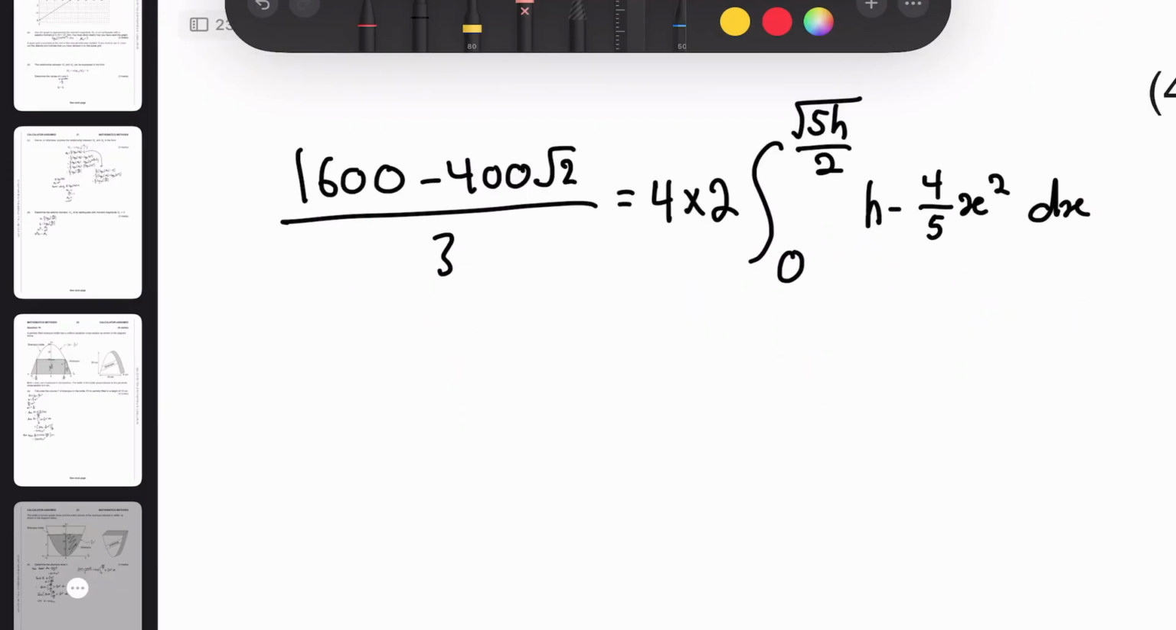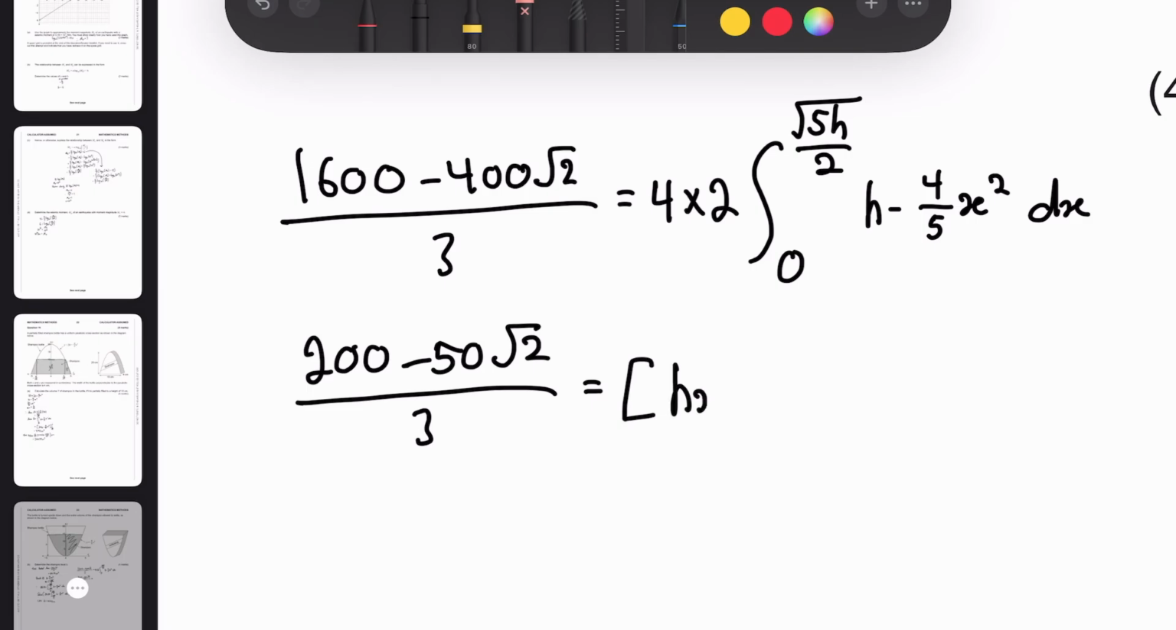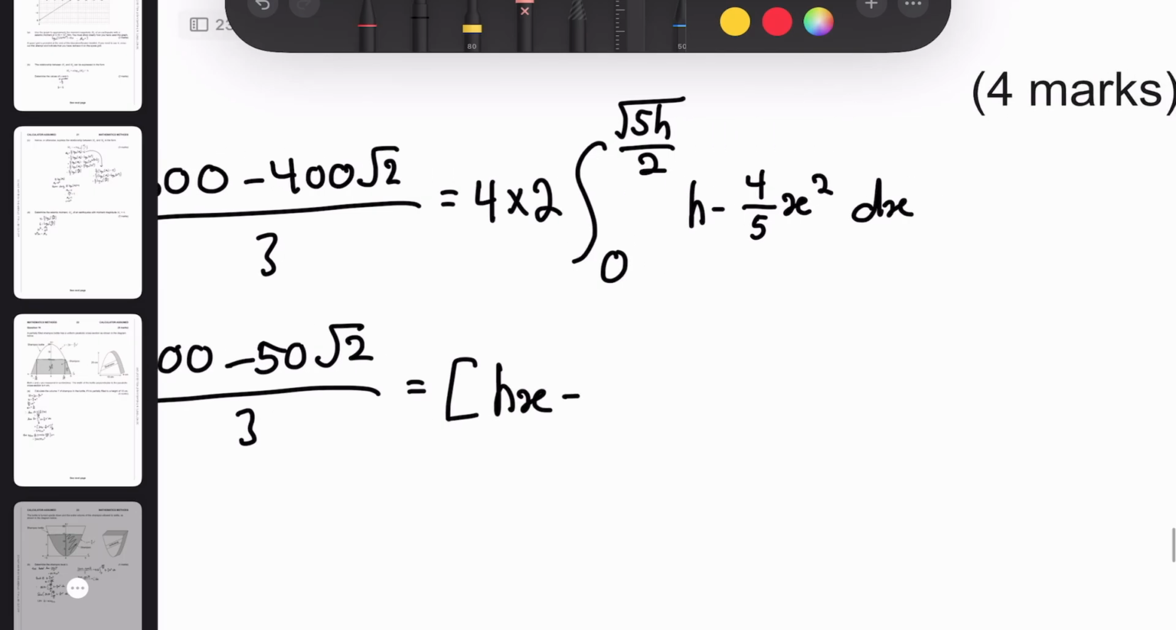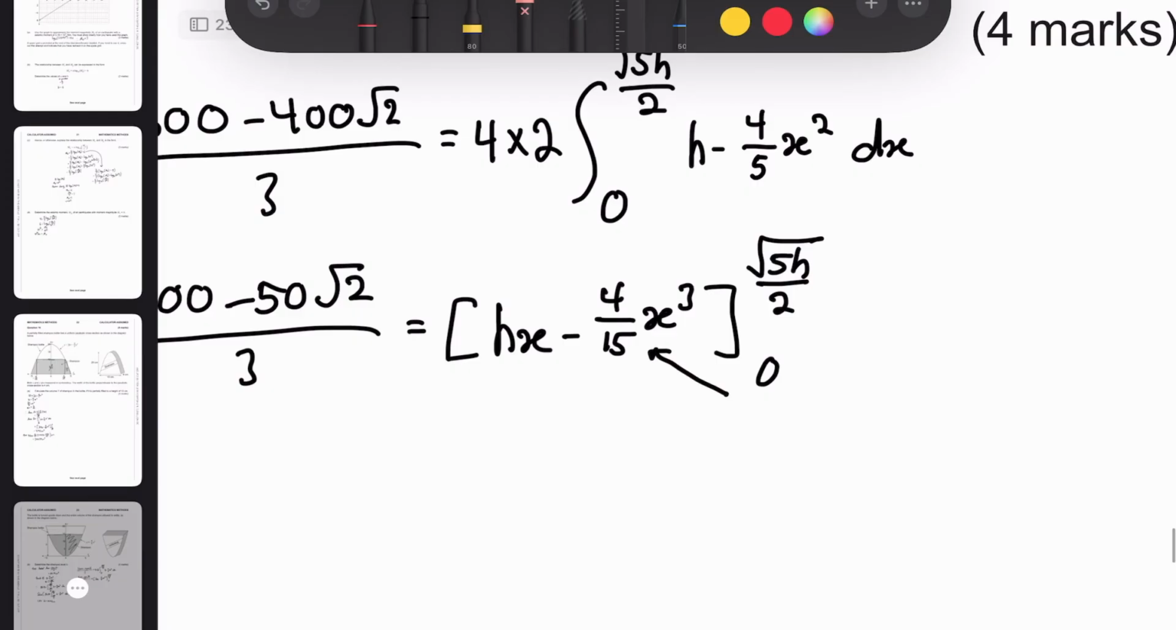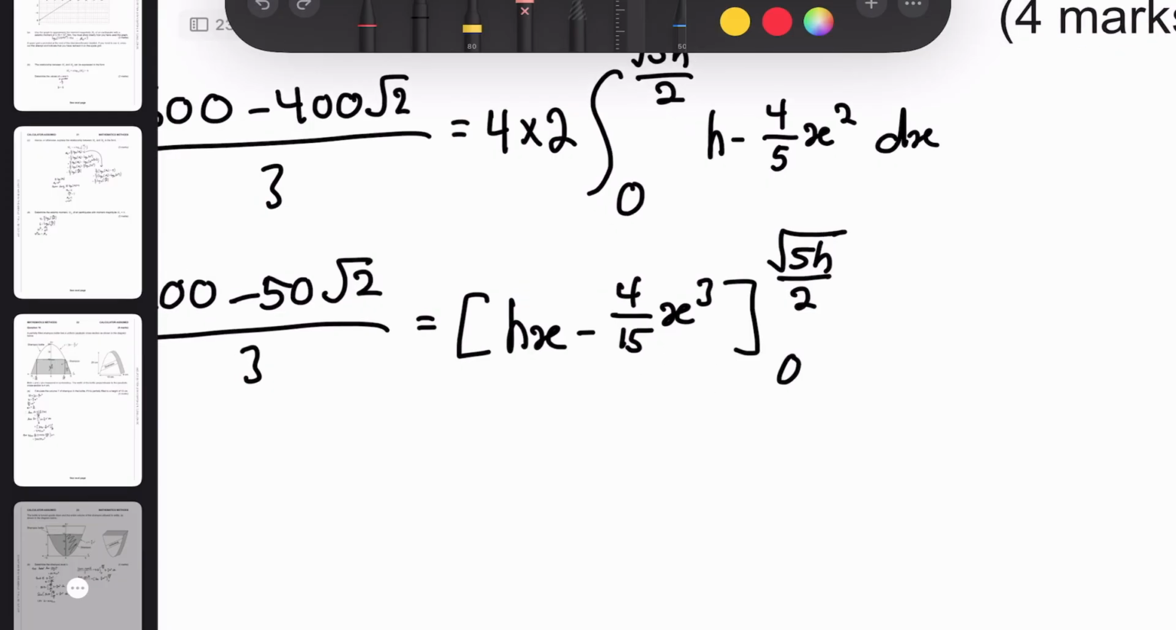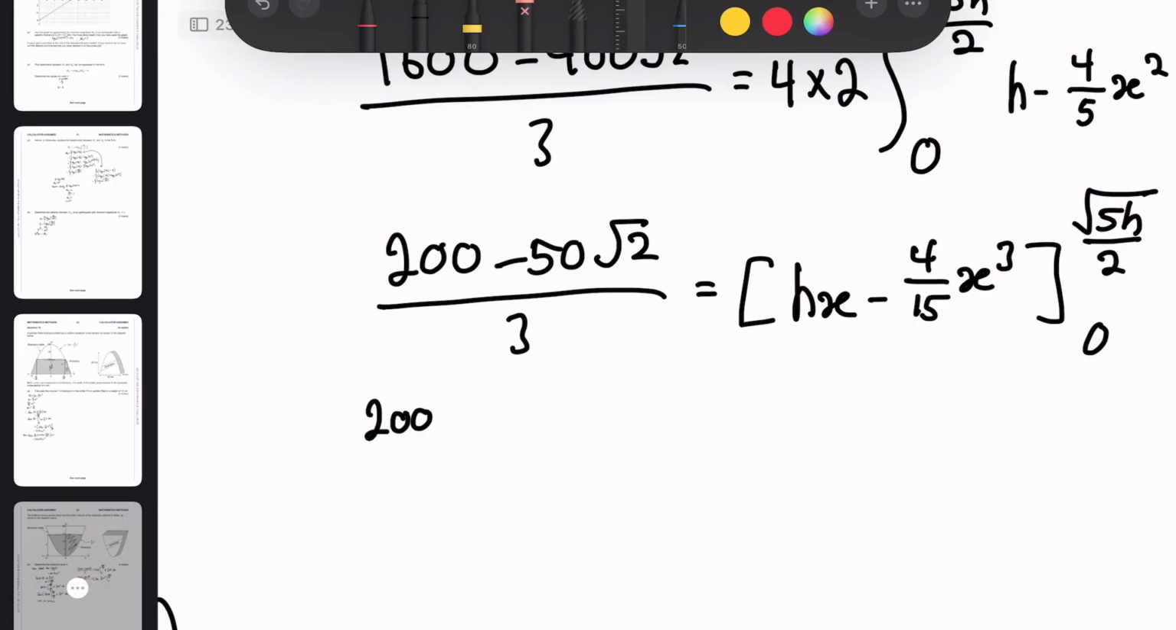Alright, okay, then from here we can just divide everything by this 8. So we have minus 50 square root of 2 all on 3. It's going to be hx minus, increase the power by 1, divide by it, x to the power 3. And we have the square root of 5h on 2 and 0. Clearly, if we put 0 into these x's, our lower bound is just going to be 0.